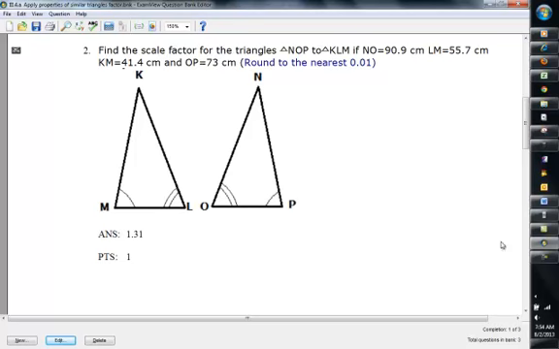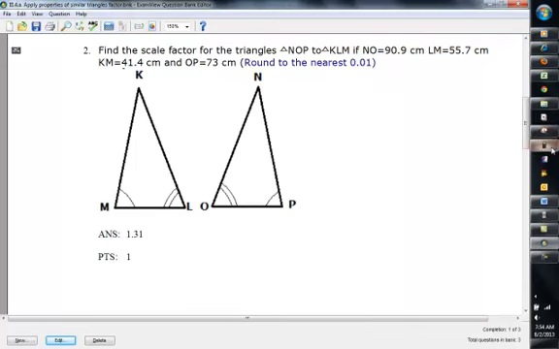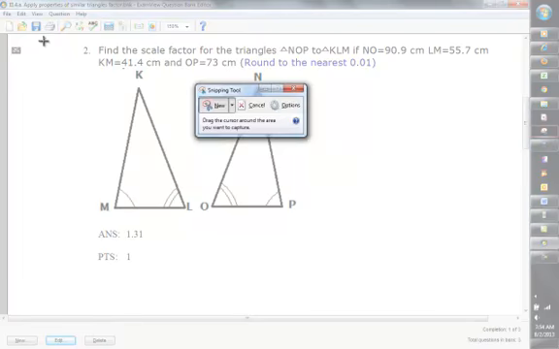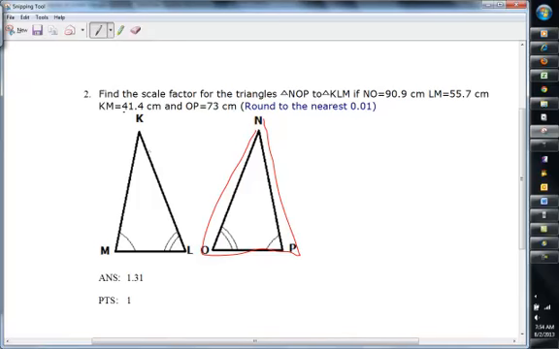Find the scale factor here. Oops, we gotta get our drawing first. Let's find the scale factor here. So we have the triangle on the left to the triangle on the right. And the parts are N to O is 90.9, L to M is of the other triangle, K to M is of the other triangle, O to P is 73. Okay, now let's switch to the other triangle.